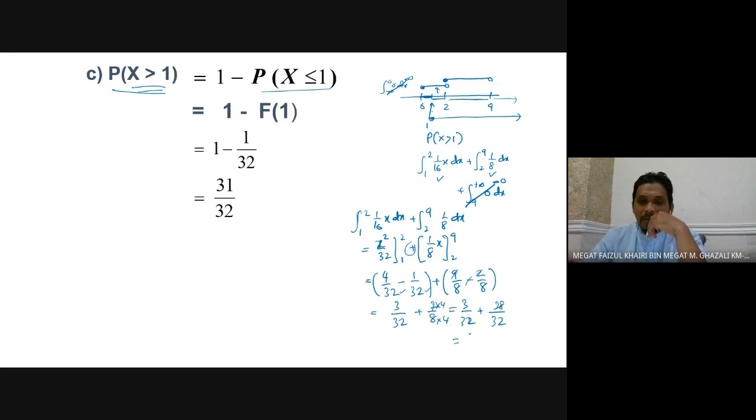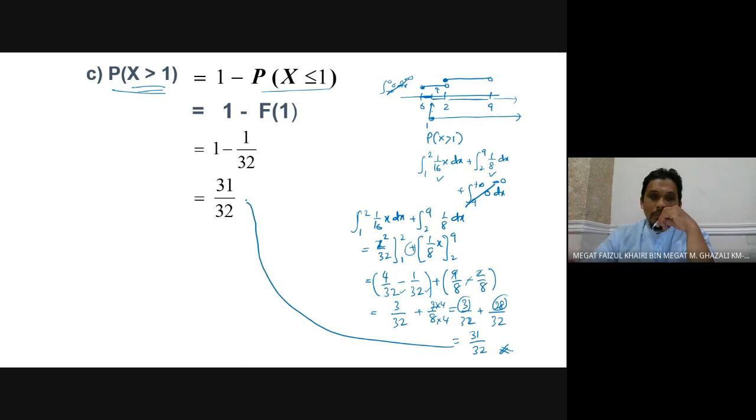Okay, so now class, 3 plus 28 equal to? Come on, anyone? Pardon? 31 over 32. Get it? Boleh kan?